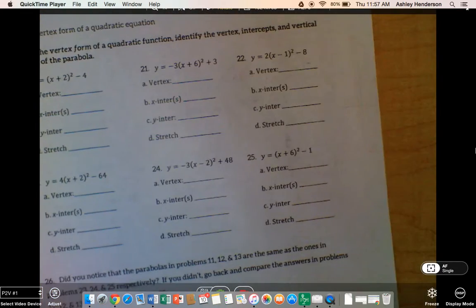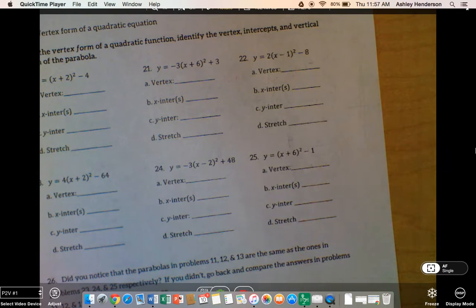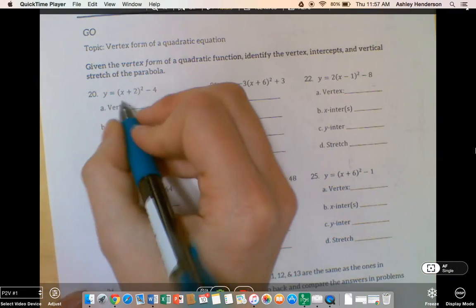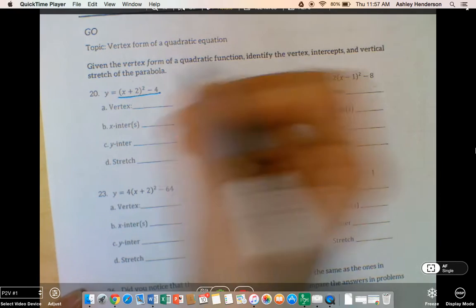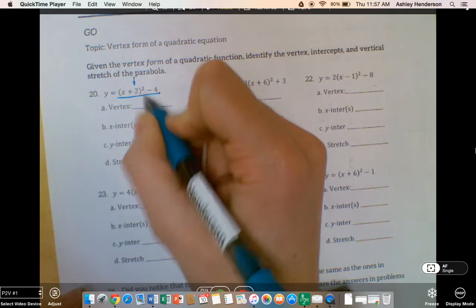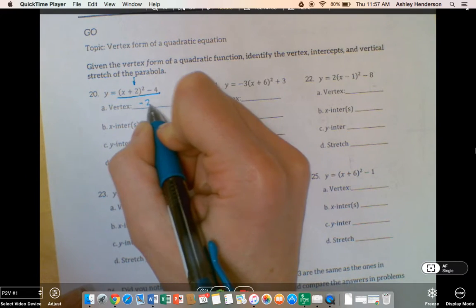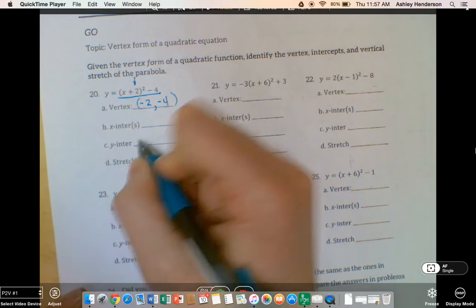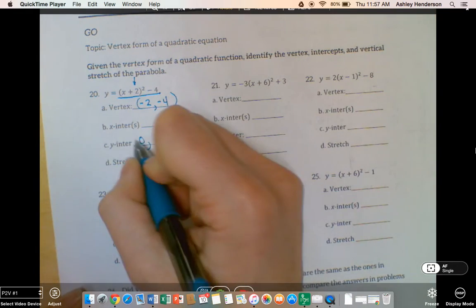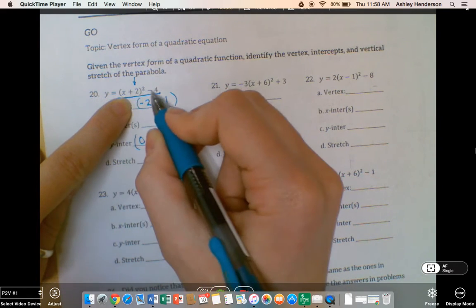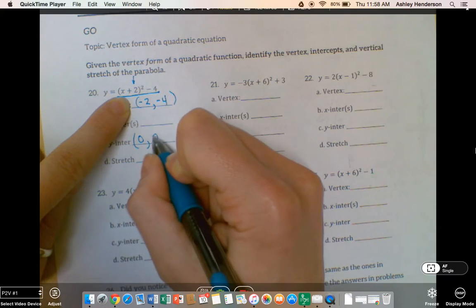I'm going to come over here to the back side. Now the back side is no longer giving us things in factored form, so we're going to go a different way. What kind of form is this? This is vertex form. So that means the vertex is the opposite of whatever this number is and exactly what this number is. So -2, -4. The y-intercept is when x equals 0. Let's plug in 0. 0 plus 2 squared gives us 4 minus 4, which is 0.